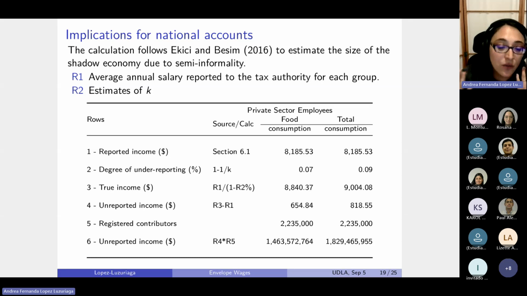So the first thing that we start thinking about is what the policy implications of this are. We are following the literature on evasion gaps and trying to think about what the implications are for national accounts. So here I have a semi-formality. There is underreporting of revenue for a part of the society, which will be households. If I were to correct this, how large would our GDP be, and what would those implications be?